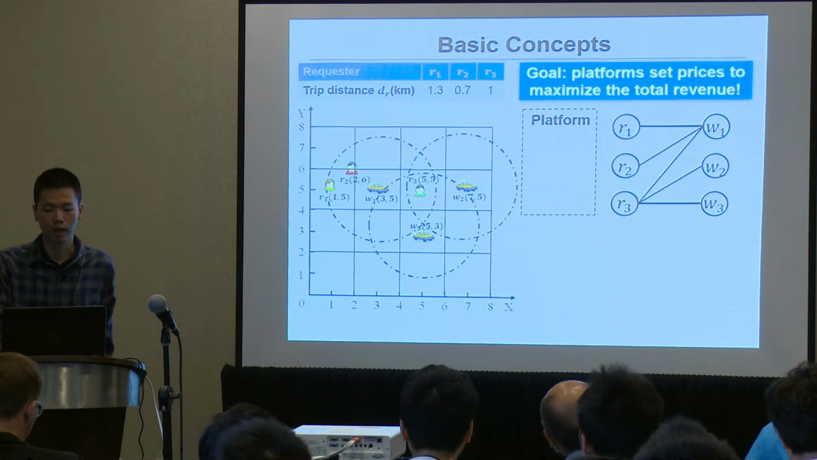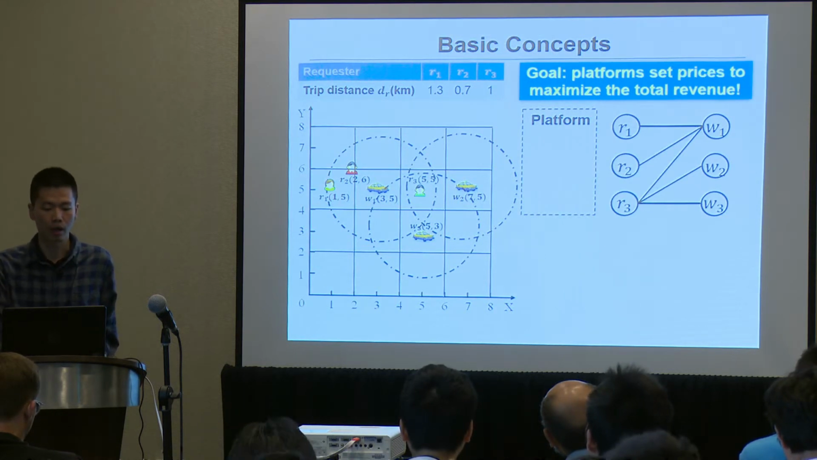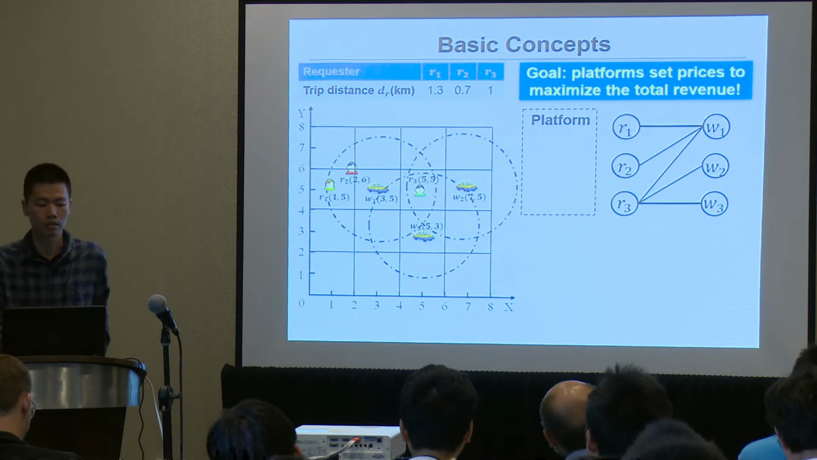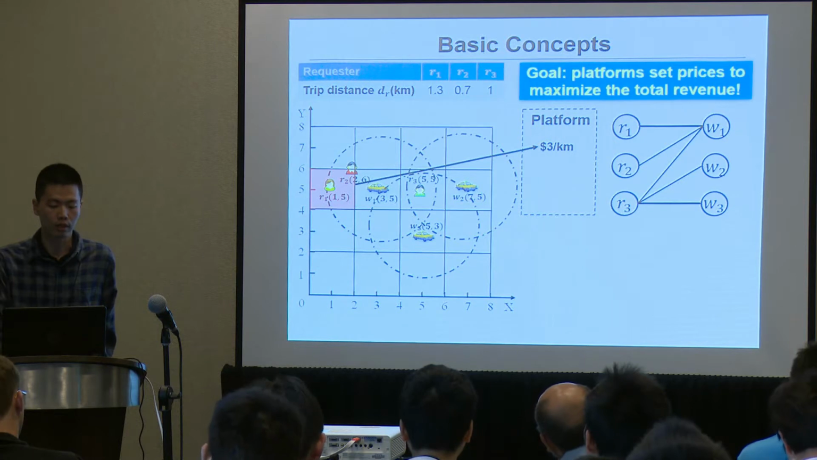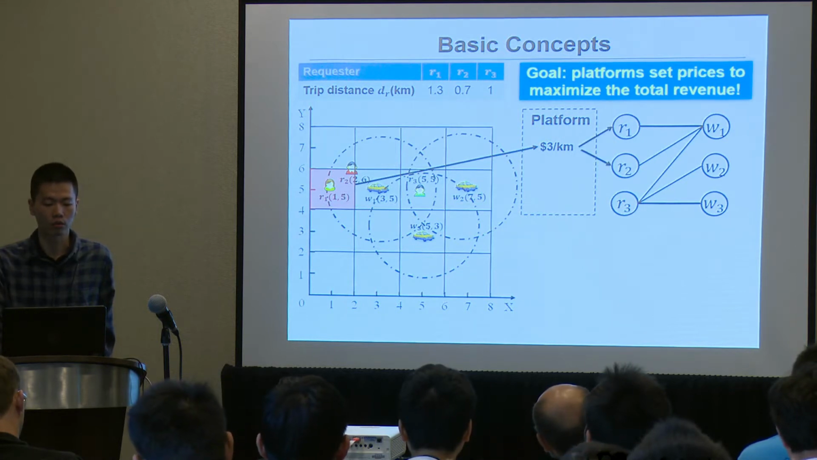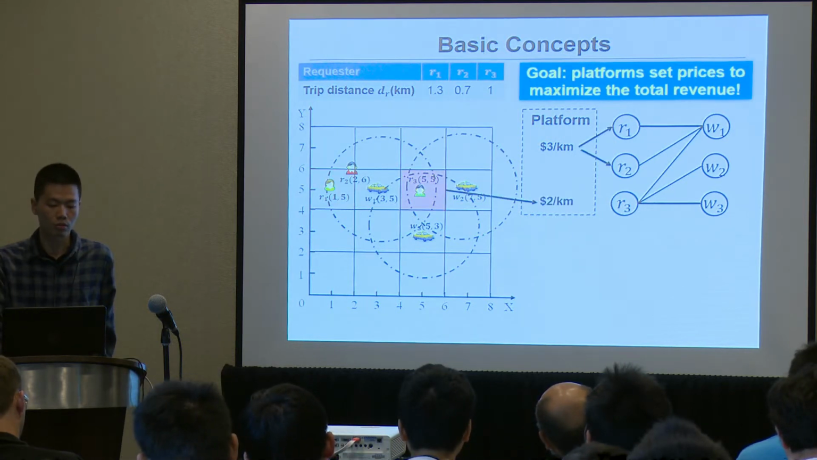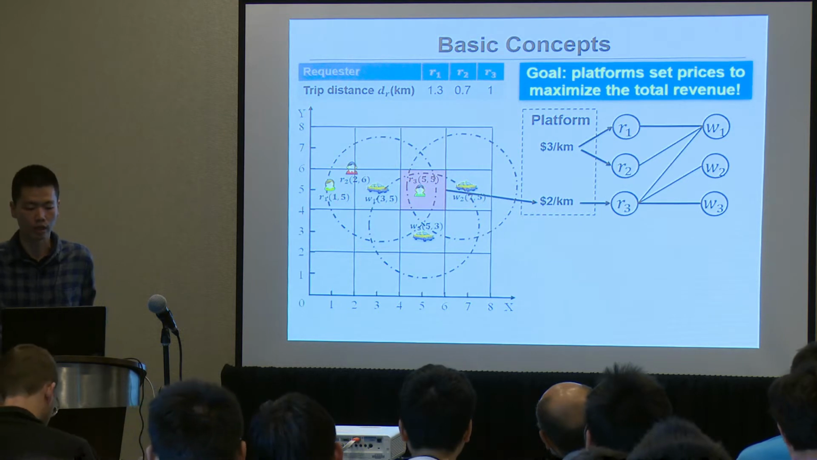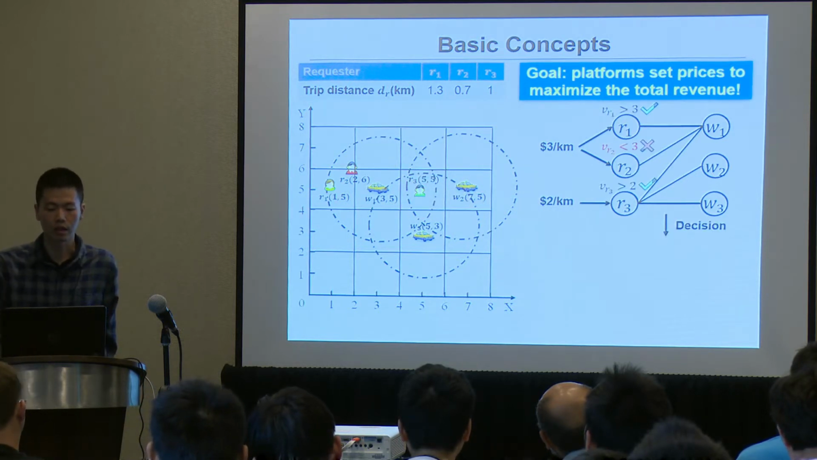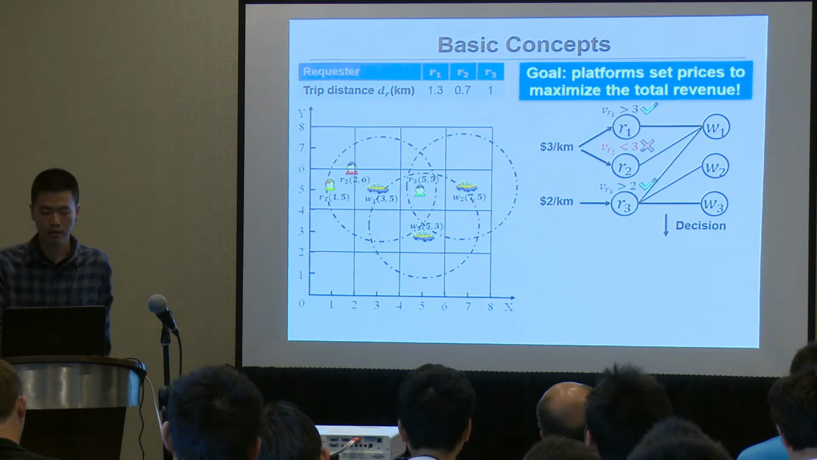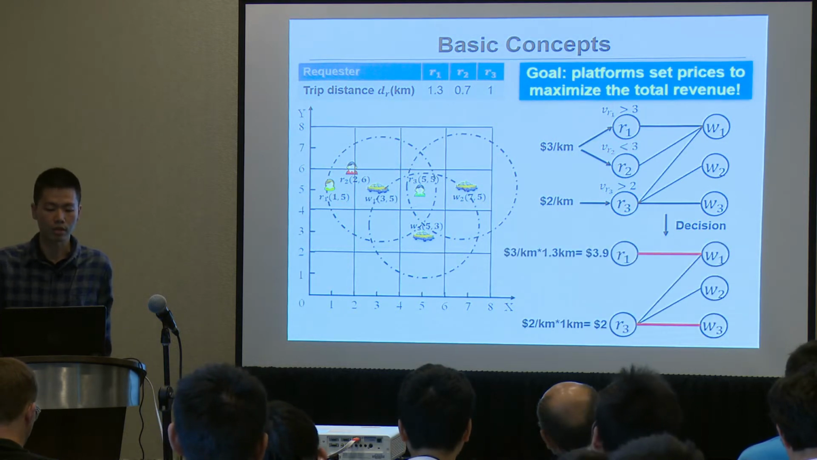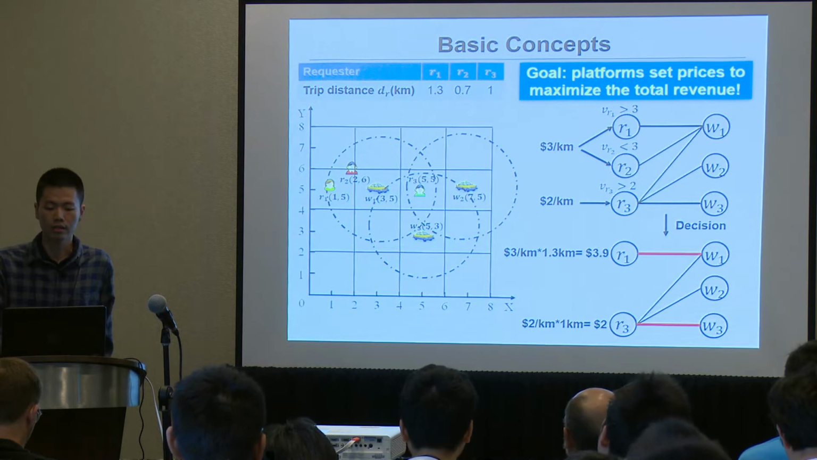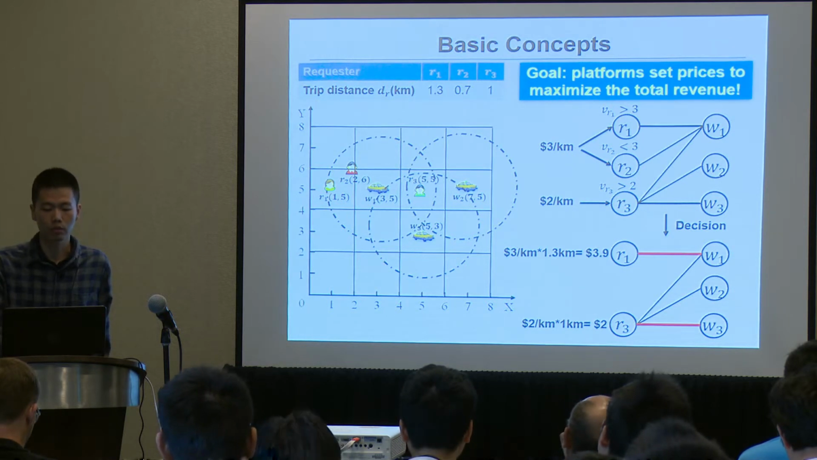Here is an example. The bipartite graph is used to represent the relationship between requesters and workers. Here, a price of $3 is offered to R1 and R2, and $2 per km to R3. After the decision, R2 refuses the price since its valuation is lower than 3. Finally, we do the assignment, which by default finds the matching with the maximum total revenue.